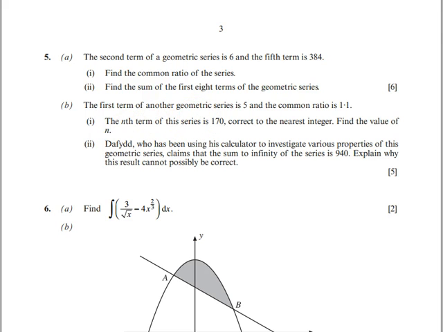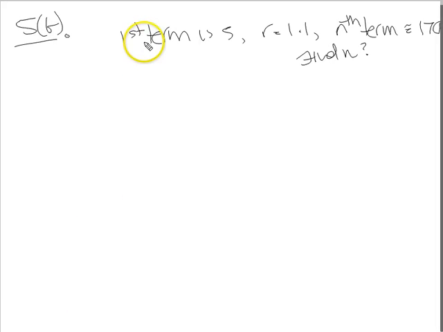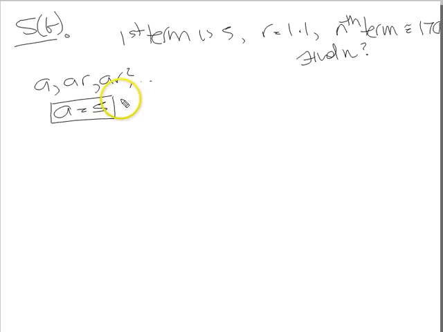Okay, so I've written all that down on the notepad. So the first term is 5. The common ratio is 1.1. The nth term to the nearest number is 170, and find n. Okay, so the first term in the geometric series which we've got is A, then AR, AR squared, and so on. So the first term is A, and we're told that's 5. We're told that the common ratio is 1.1, so we can put that down straight away. And we're told the nth term.